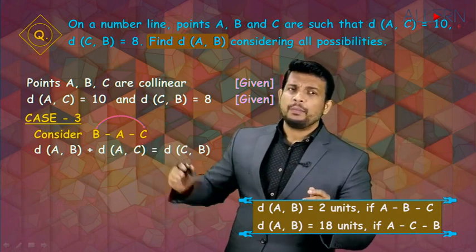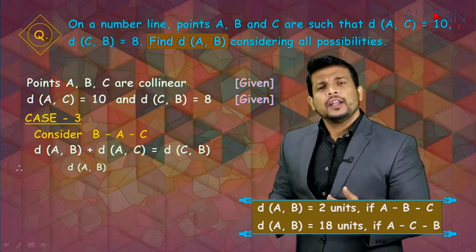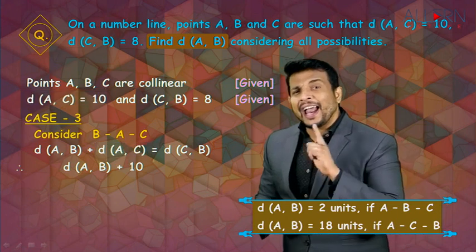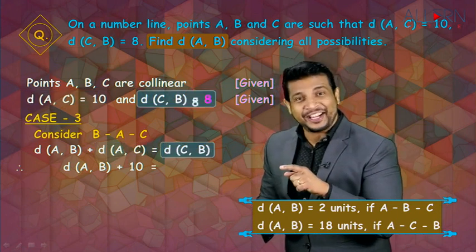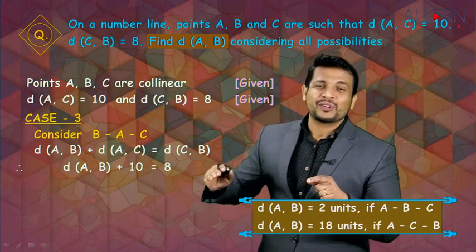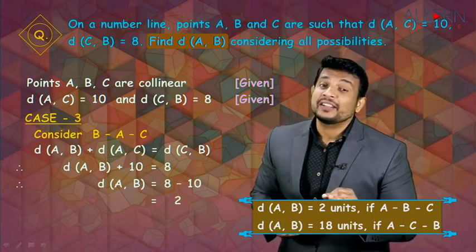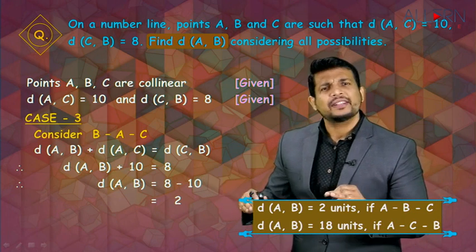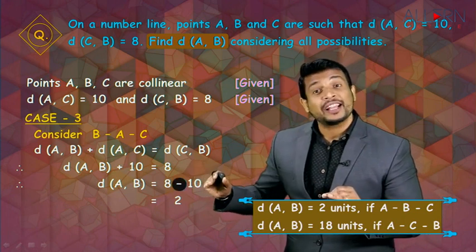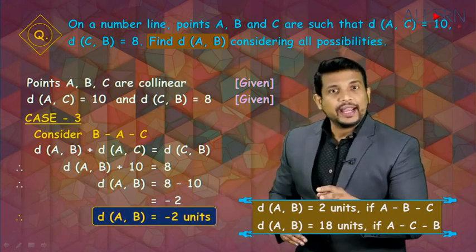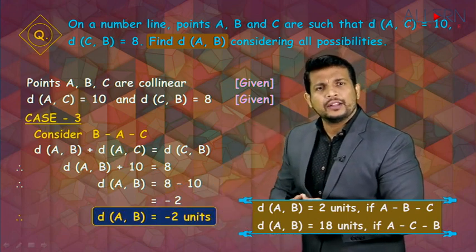What is distance between A and B? We need to find. Keep it as it is. What is distance between A and C? We know it is 10, so we write that 10. And distance between C and B we know is 8. Now this plus 10 goes on to the other side. What do we get? Minus 10. So 8 minus 10. We have different signs there, so subtract and put the sign of the greater number. That means it is minus 2. So we are getting distance between A and B to be minus 2.